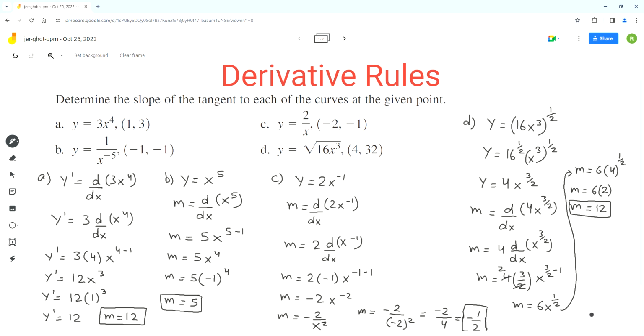So these are the steps you have to keep in mind to find the slope of the tangent to these curves at the given point. So the slope of the tangent is the derivative of the equation for the curve, and then we sub in the appropriate or the given x value to find the value of the slope of the tangent at the given point. So I hope you'll find this video useful.